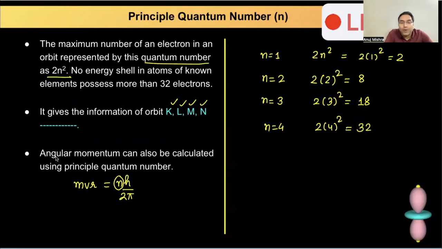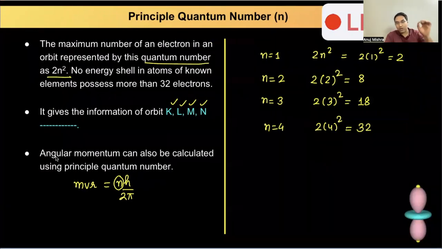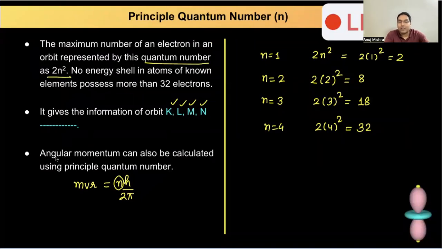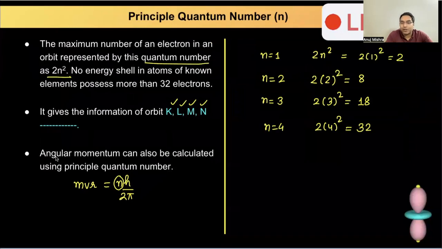One line was the number of electrons in an orbit is represented by 2n square. Total, you can have 2n square number, as in if n is 1, 2 into 1 square, if n is 2, 2 into 2 square, if n is 3, 2 into 3 square, if n is 4, 2 into 4 square, and so on. This way we write the numbers, isn't it? This is the way to write the numbers. That is another understanding. Fine.